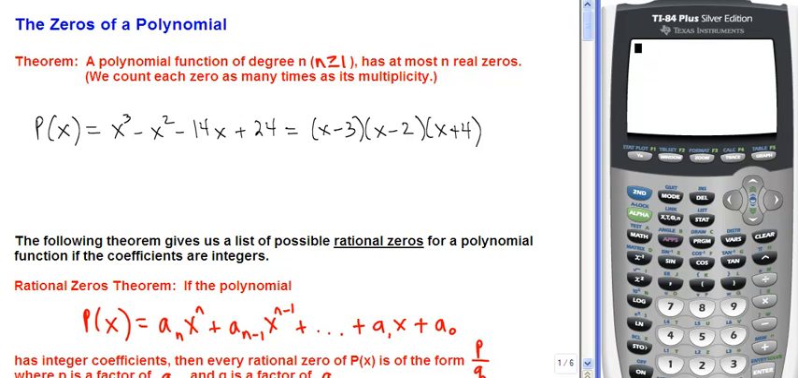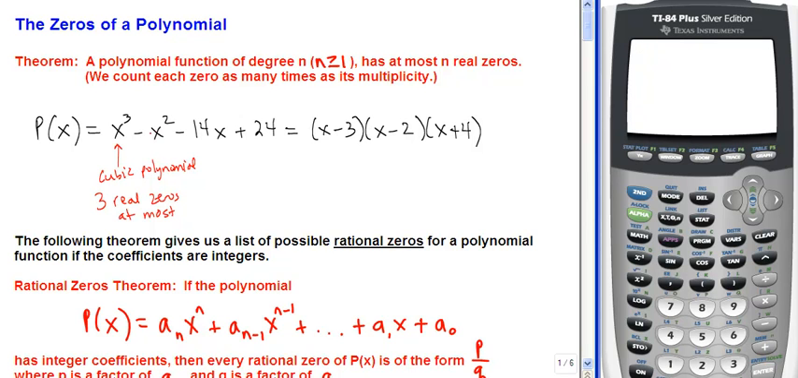Now if you take a look at this example, we have p of x is this cubic polynomial. And because it's degree 3, because it's cubic, that means that we are going to have at most 3 real zeros. Now there could be fewer than this if some of these zeros happen to be complex numbers instead of real numbers. But you could have at most 3 real zeros, the same as the degree.